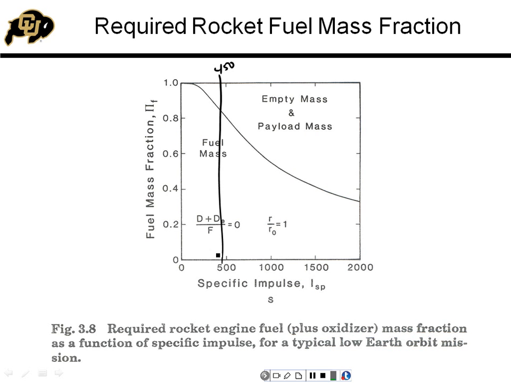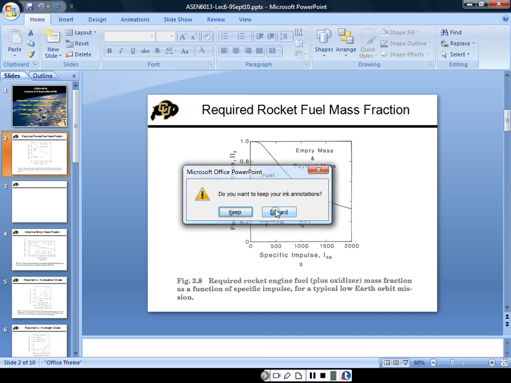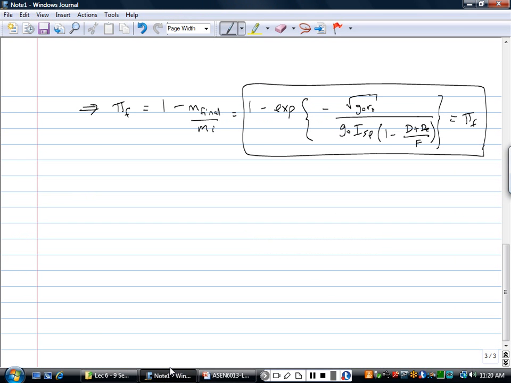Okay, so if we look at this system here, let's go back and write a quick note just as a comparison. For modern rockets, ISP is less than about 450 is a good guess, which goes to a fuel mass fraction greater than about, we'll say 80%. It's a little bit higher, but that's a reasonable number.